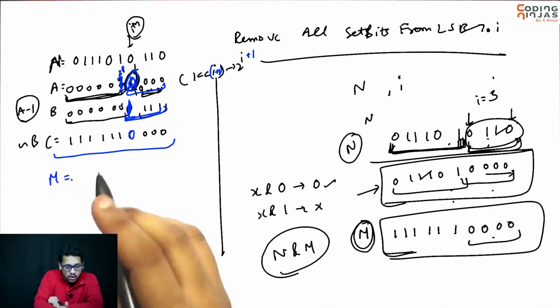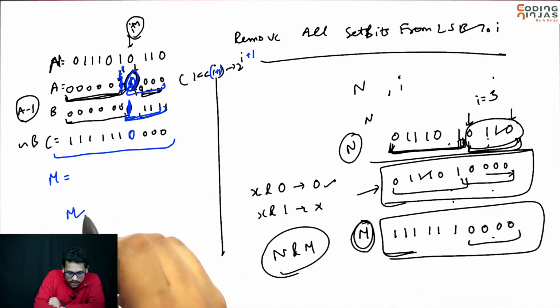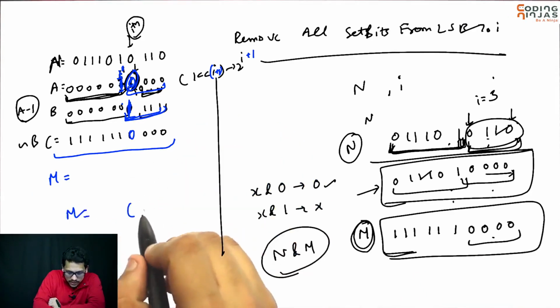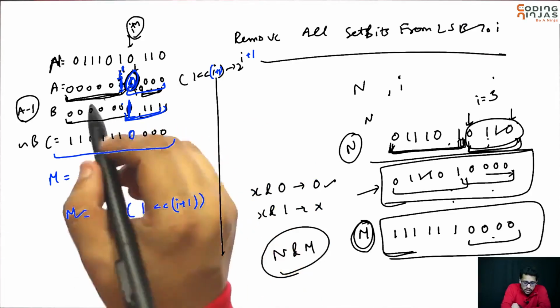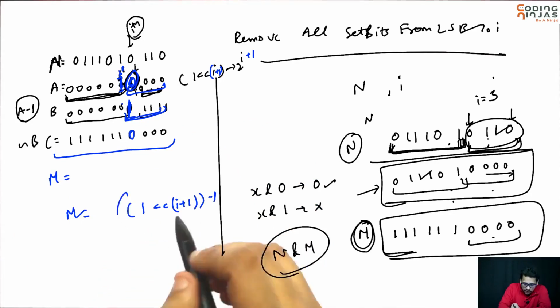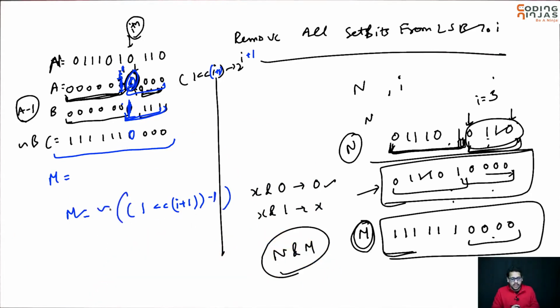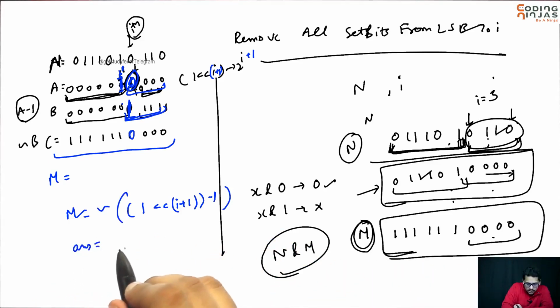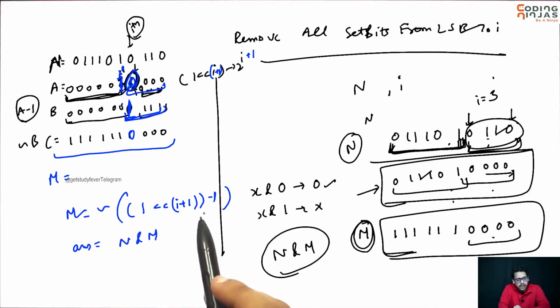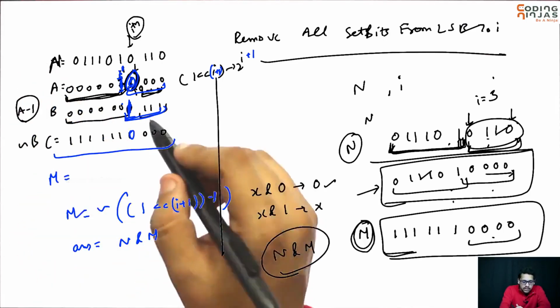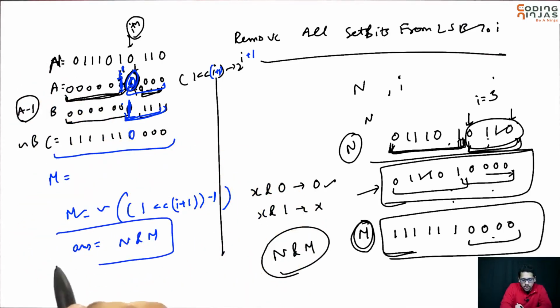How did you get exactly m? Your m is: you had left shifted I plus 1 times, then you calculated minus 1. After that you took the negation of that. Through this you got your mask. Now your final answer will be n AND m. You got your m using this 1 left shift I plus 1. You take a minus 1, you got this. Then you take the negation of that and you do n AND m. Then you get the answer from which all the set bits from LSB to ith are removed.